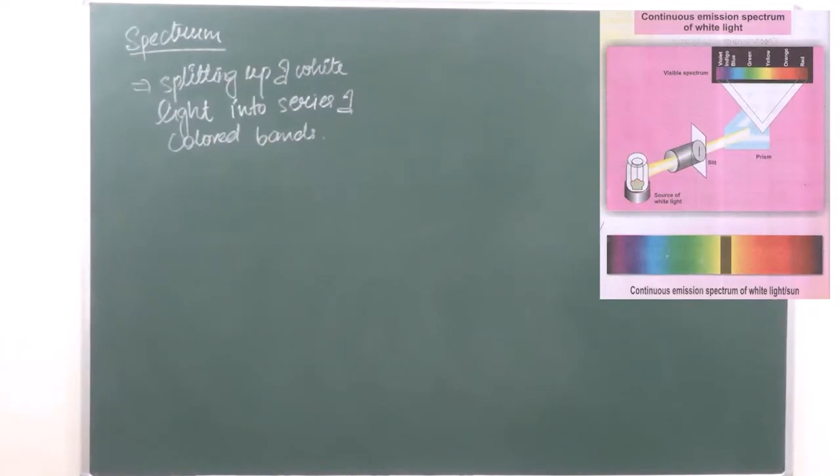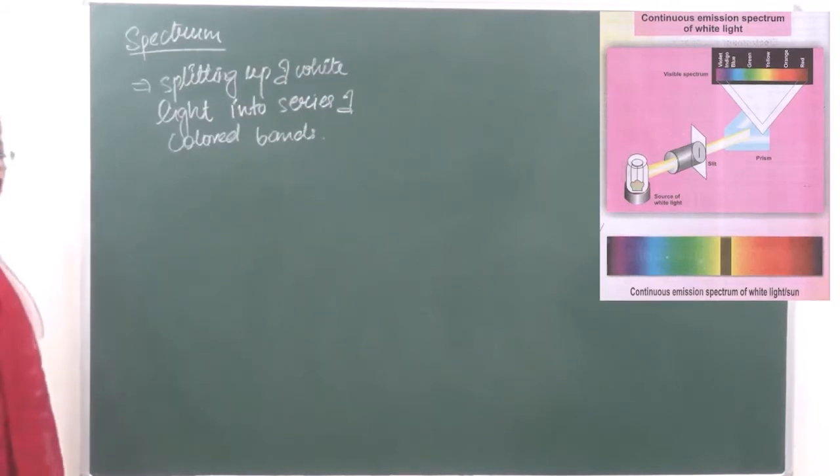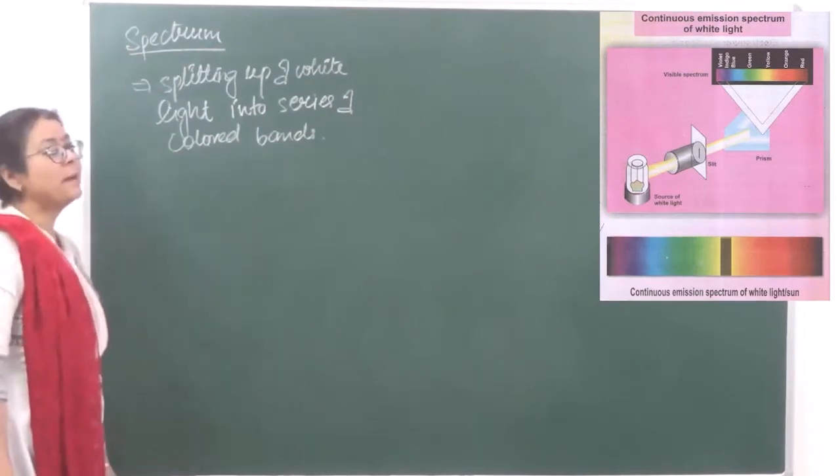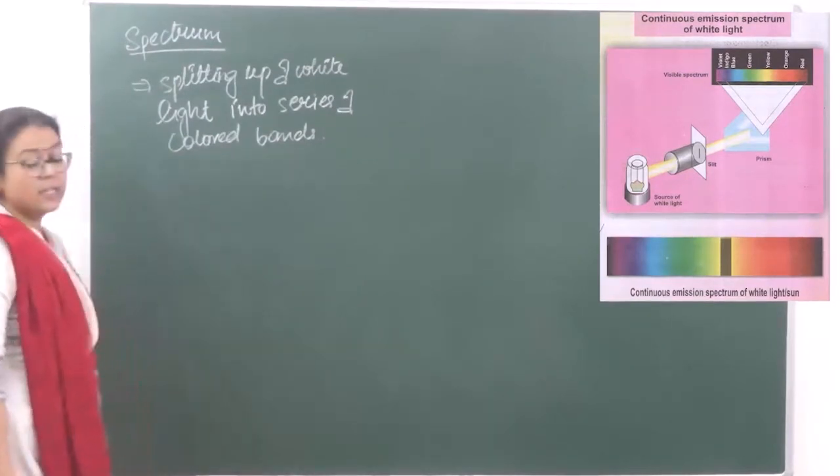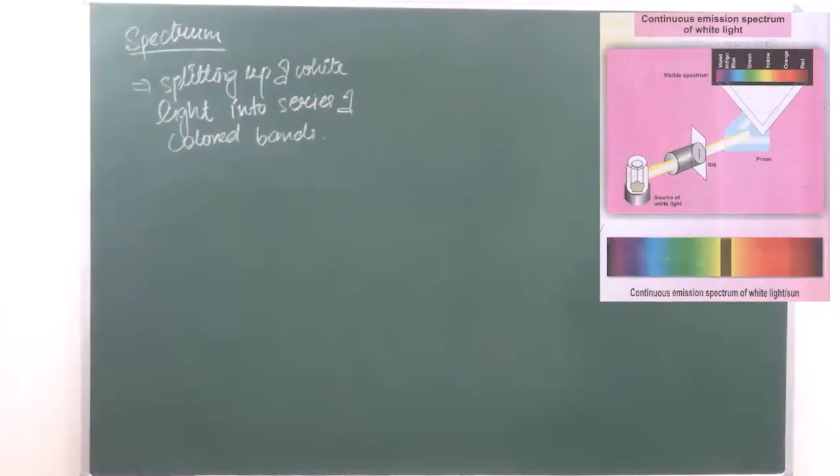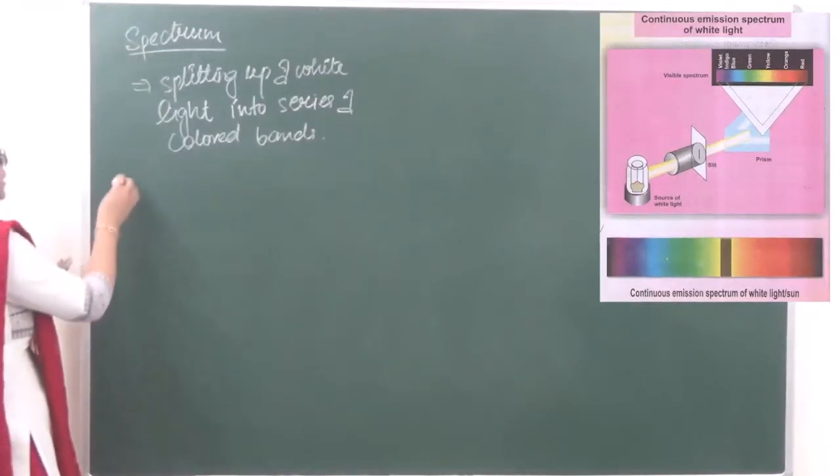Because when we are talking of the spectrum of an atom, it is going to give us a series of colored lines. But when we are talking of the spectrum of a molecule, it is going to give us colored bands. Right? So that is what a spectrum is. Now spectrum is broadly classified into two.